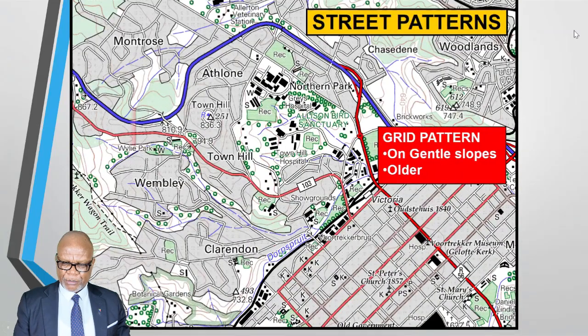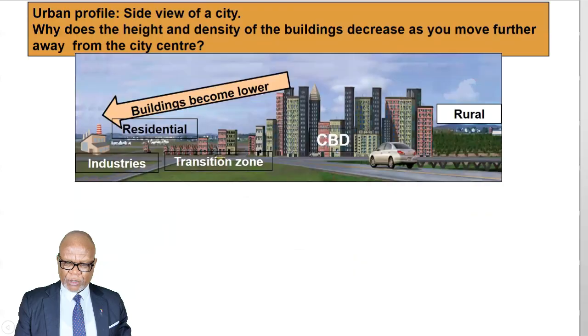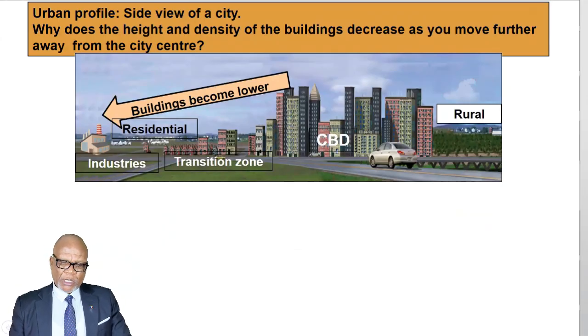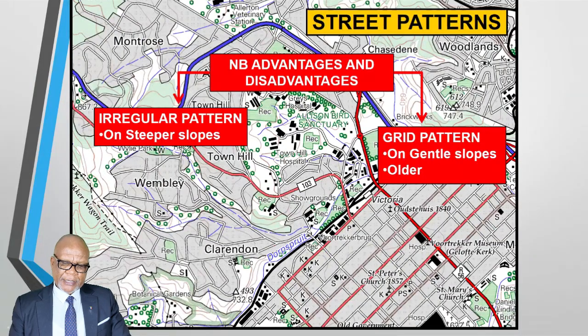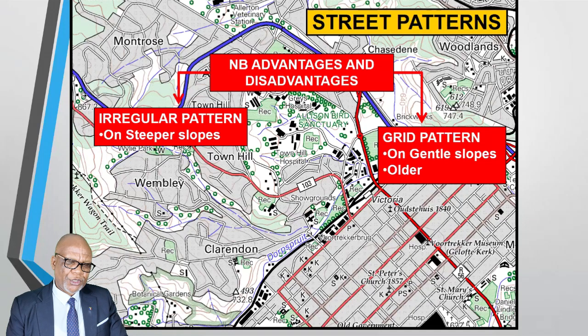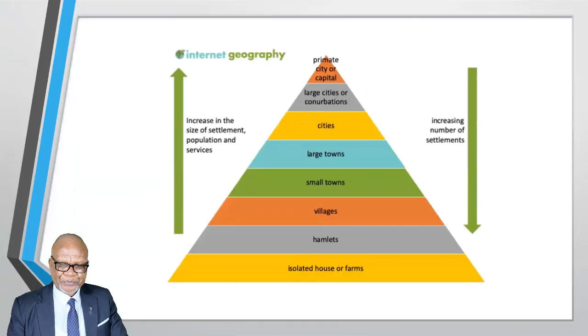So this is the same slide as the one that we have explained there. Now, what are we looking at here? We're looking at what we call urban morphology. What is urban morphology? It is the internal structure of the city. So what is the internal structure of the city? We're looking at the street patterns. That is urban morphology.